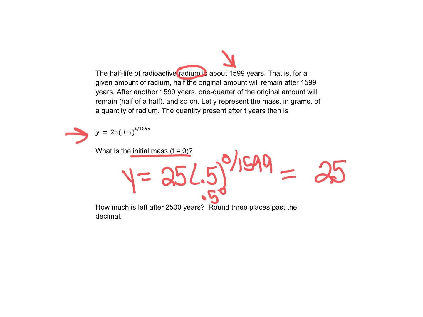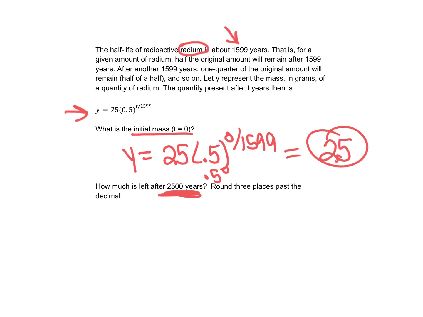Okay, how much is left after 2,500 years? Well, if we started out at 25, okay, we're at 2,500 years. Well, in about 1,600 years, we have half that. So we know our answer, just thinking logically, our answer should be less than 12.5, because that's half of 25. Okay, so we know it should be less than that. I'm guessing probably even less than 10, but we can actually figure out how many grams are left.